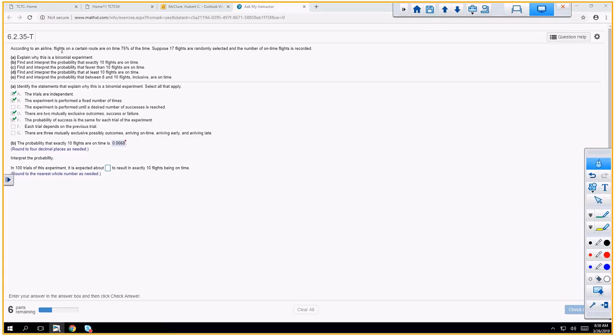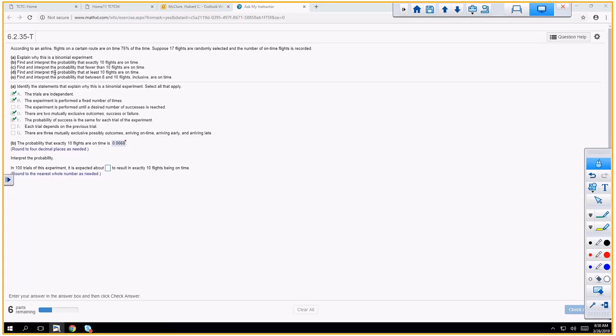The flights on a certain route are on time 75% of the time. Suppose 17 flights are randomly selected. The number of on-time flights is counted. Okay, so you got 75. What is that, n, p, or x? P. 0.75. Write that down. P is equal to 0.75. Now look at these numbers down here. Are these numbers bigger than 17 or less than 17? Less. So 17 is n, and these are your x's.